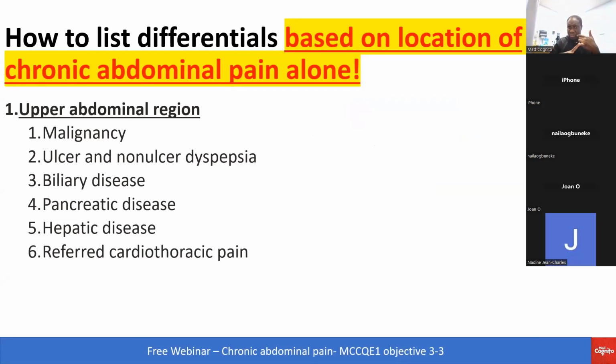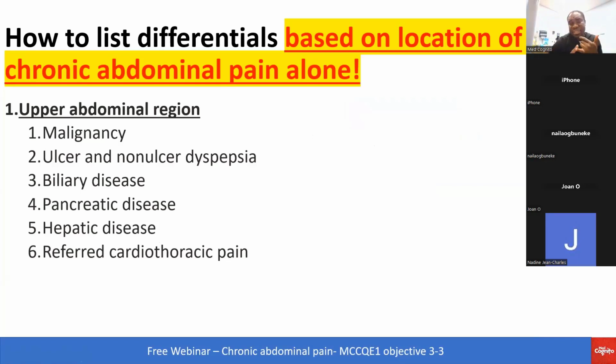Yes, please. I have this question. In the gluten challenge for 2 weeks, when will we do the biopsy? After the 2 weeks. And if after the 2 weeks it is negative, you give another gluten challenge for another 2 weeks and repeat. Okay, thank you.